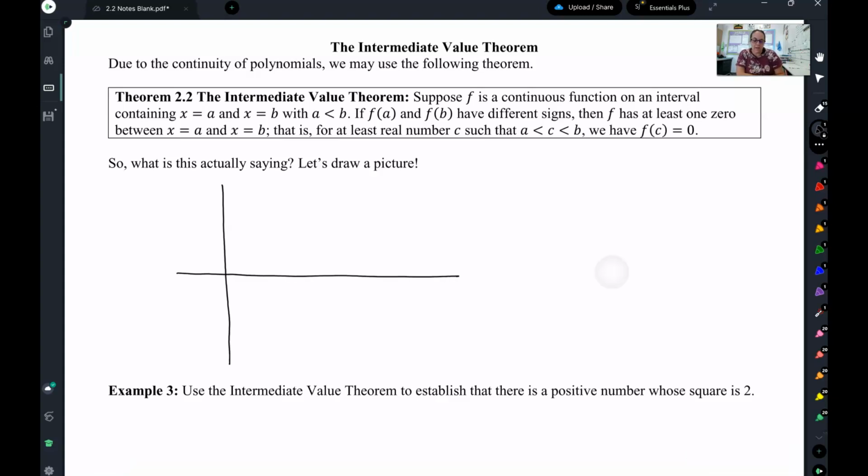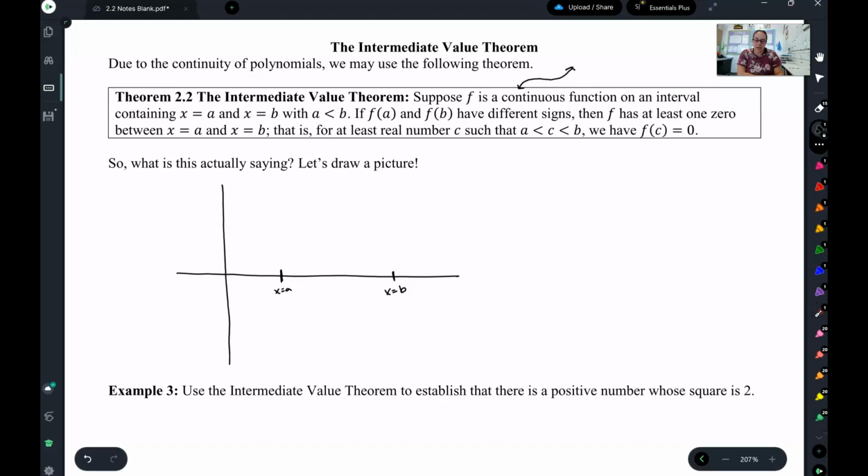So it says, first off, f is a continuous function. That means I can draw it without lifting up my pencil. Continuous. And it's on an interval from x equals a. So let's do one right here. Let's call this one x equals a. It's an x value. And x equals b with a less than b. So we have a is less than b, and they're both on the x-axis.